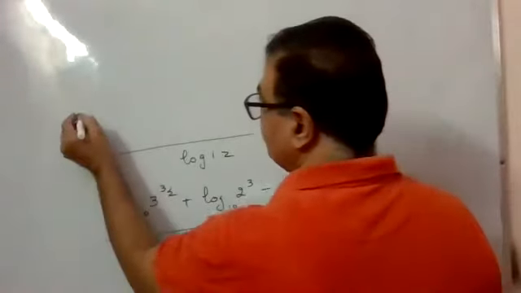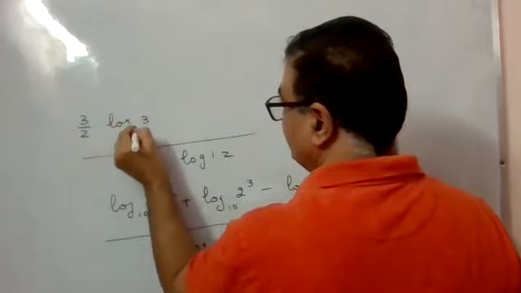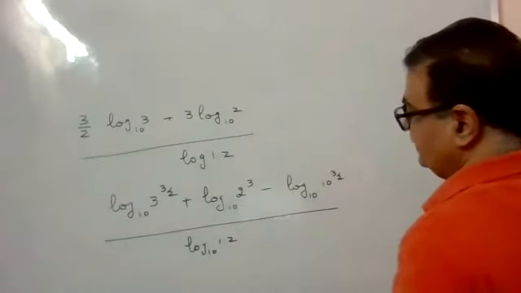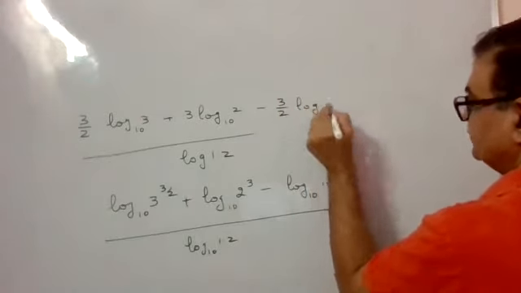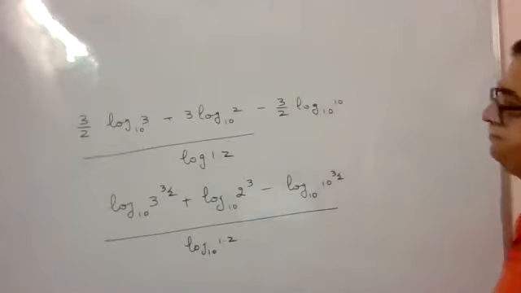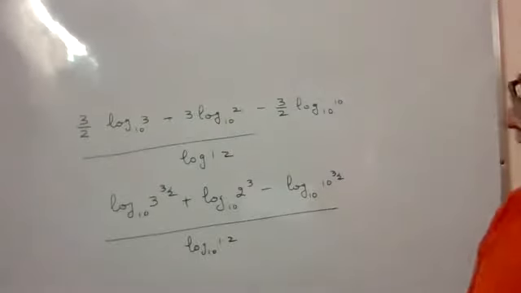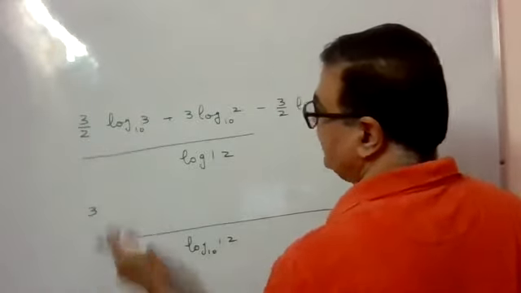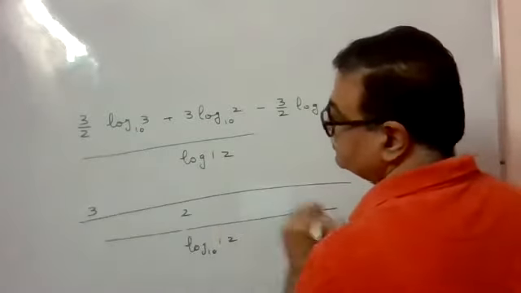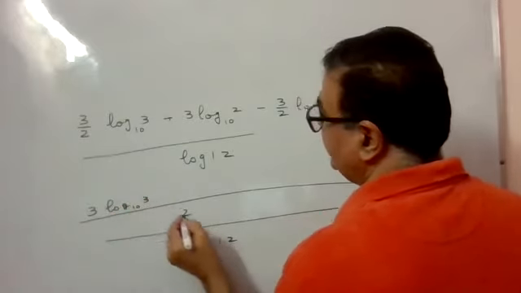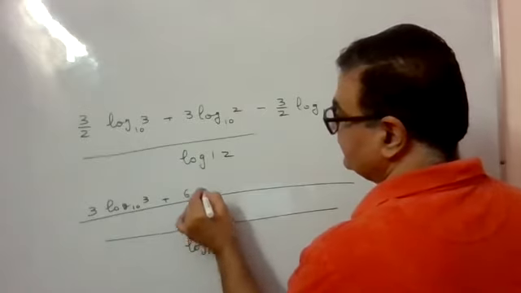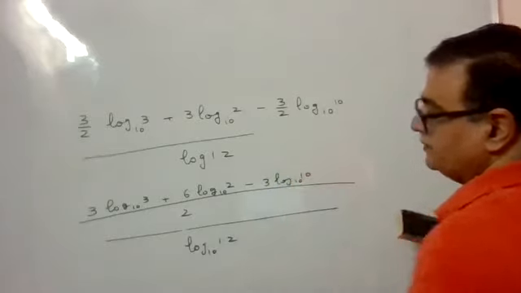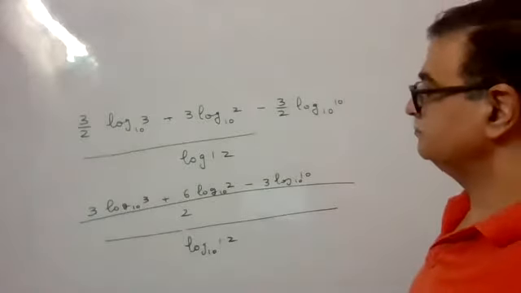Then we will write 3 by 2 is here. So 3 by 2 log of 3 with base 10 plus 3 log of 2 with base 10 minus 3 by 2 log of what did it come? 10 base. Yes, that will be 1. No problem. Or keep it as it is. What is common in it? 3 is common. Yeah, 2 LCM le le pehle. So, yeah, I got 3 log of 3 with base 10 plus, yeah, kitna aayega? 6 log of 2 with base 10 minus 3 log of 10 with base 10. Is it right?